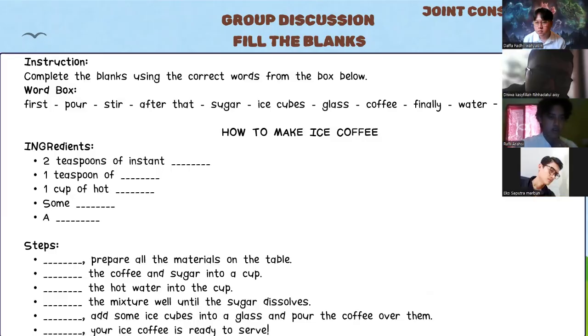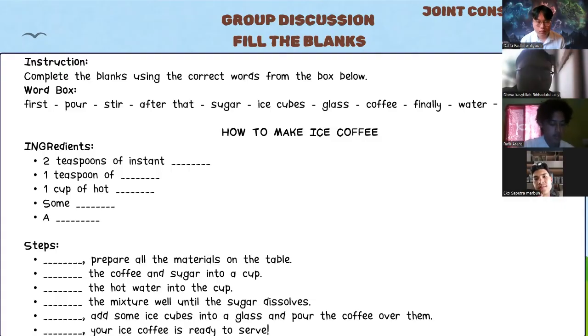Okay, in the ingredients is 2 teaspoons of instant coffee, and 1 teaspoon of sugar and 1 cup of hot water and some ice cubes, and the last is a glass. All right.